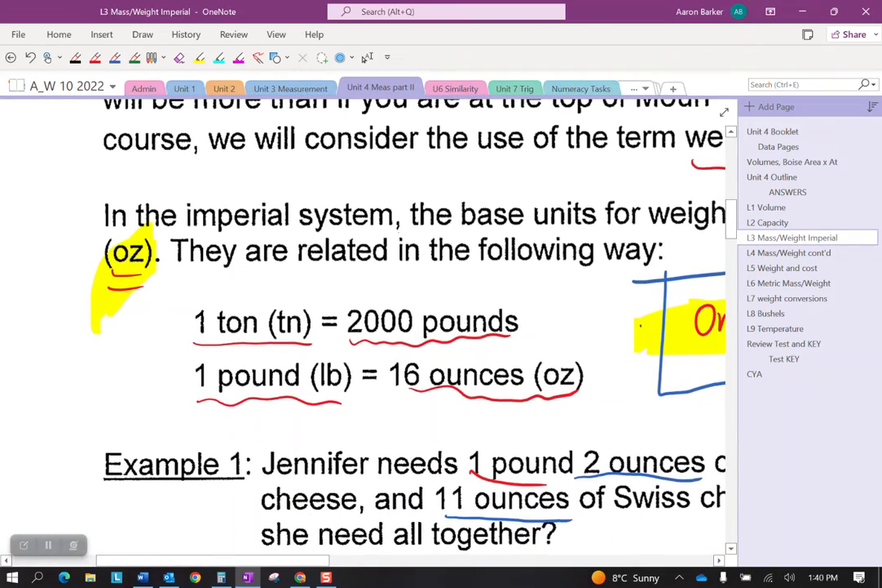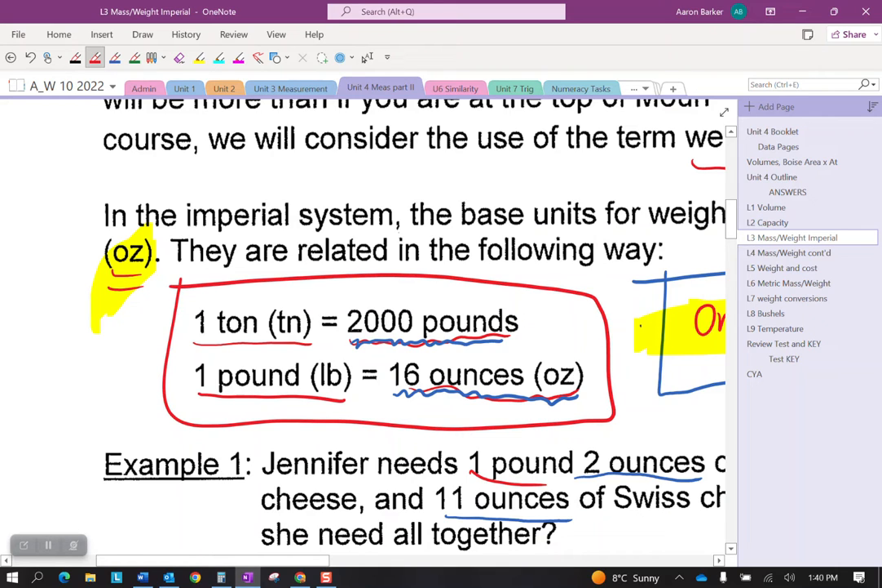So this is a little bit different. 1 ton is 2,000 pounds. It's really large. And 1 pound is 16 ounces. That's a new one for you as well. It's kind of like the foot: 1 foot equals 12 inches. Same kind of deal with 1 pound and 16 ounces. Put a square around it, make it pop out so you see it. You're going to be referring to this quite a bit.